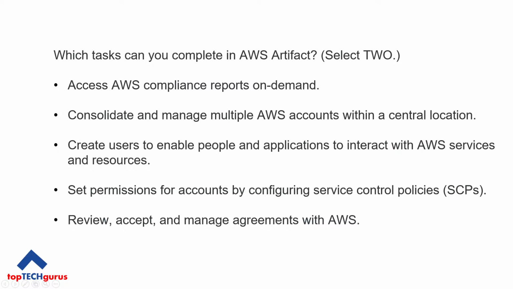First one is access AWS compliance reports on demand, which seems to be where you click a link and you get a PDF of all the compliance reports. For example, if you choose HIPAA, if you're in the healthcare industry, then you get all the HIPAA compliance reports that AWS already has with third-party vendors, which I think seems to be one of the valid ones. So let's keep it aside.